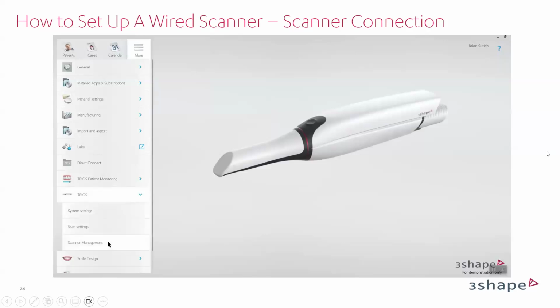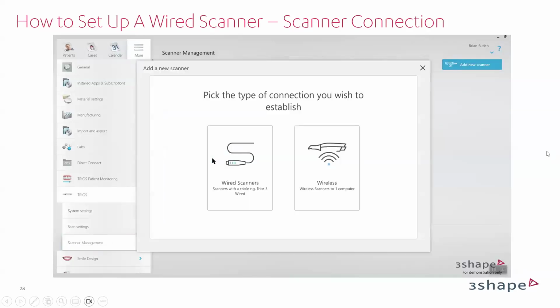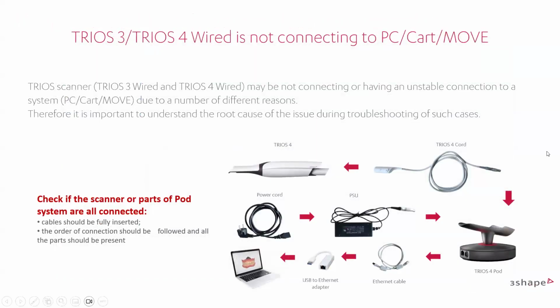So we have just watched how to do it. Now we are checking the Trios 3 or Trios 4 wired when it's not connecting to the PC or cart. Some of our scanners, I mean the 3S3 wired, may not be connected or may have an unstable connection to our system. It may happen for a number of different reasons, multiple reasons.